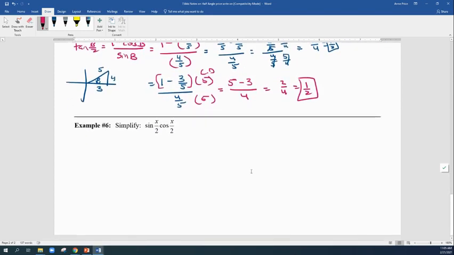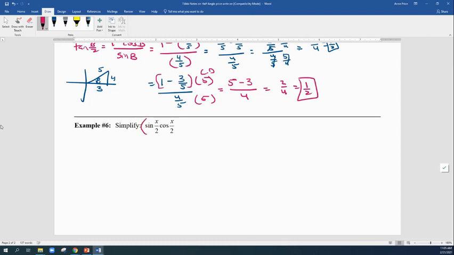All right, our last example is simplifying sine half angle times cosine half angle. And there's a couple different ways to do this problem. I encourage you maybe to pause the video, look at our formulas. What could I substitute in and start simplifying this down to that, even though I don't know what the answer might be.